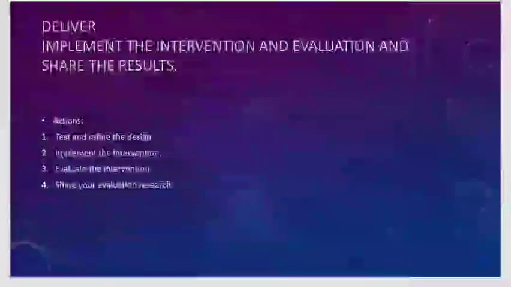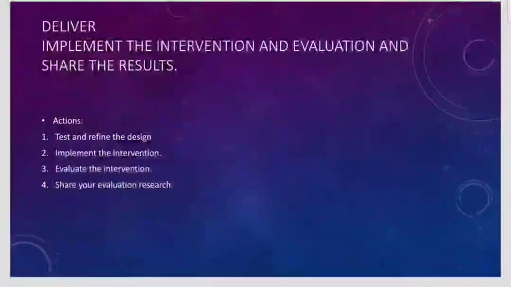Fifth will be to deliver: implement the intervention, evaluate it and share the results. Now we have to test it, so we have to go through an iteration process. An intervention we have done may be successful or may not be successful. So first we will do a pilot test, then we can refine the design, then we can implement this intervention overall, then we will evaluate the intervention. There should be some yardstick to evaluate it. After evaluating it, we can share the evaluation research.